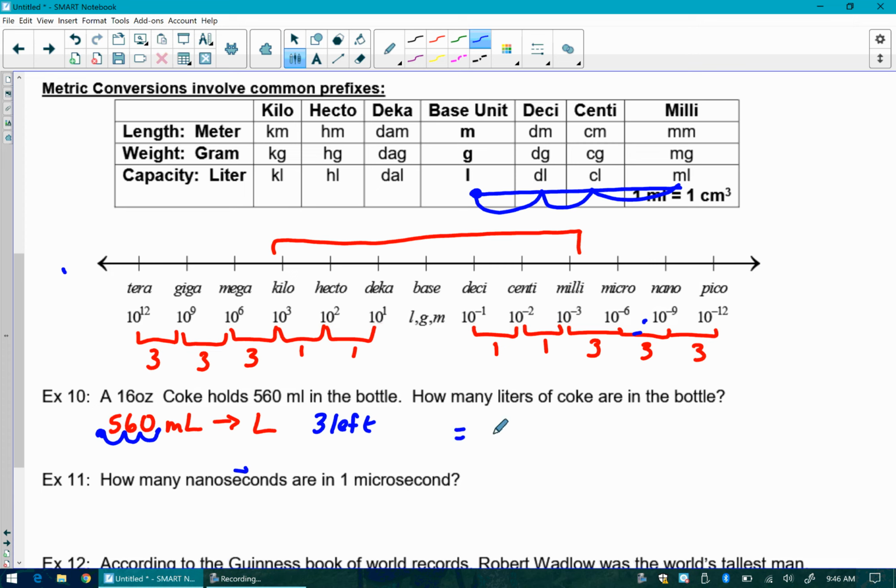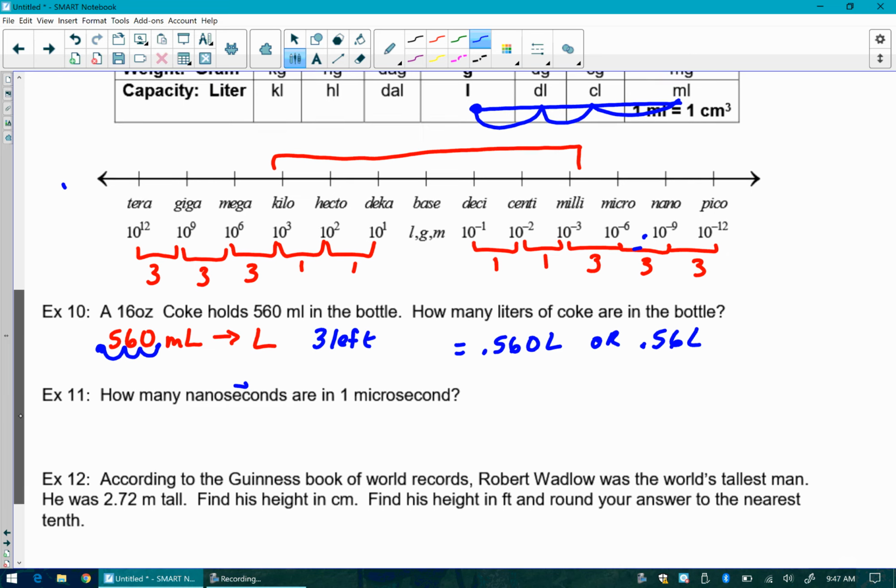So now I have a final answer here of 0.560 liters. Technically, in this case, that last 0 could be knocked off, and you could just make it 0.56 liters. Whatever you feel more comfortable with, but they're the same. They're the same number. Okay. Zeros after a decimal at the end can be dropped. Okay. And then, like I said, I would do example 11 with you.